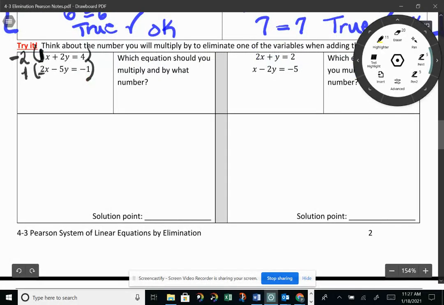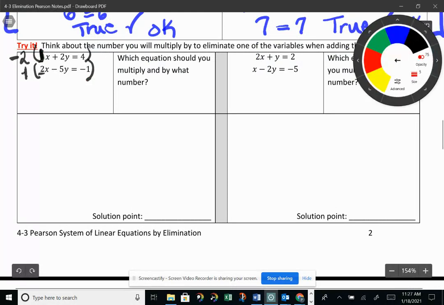So now I'm going to distribute. I distribute that whole equation by -2. I have to multiply -2 by everything on that top equation. So I have -2x minus 4y equals -8. And then that bottom equation stayed pretty much the same because multiplying by 1 is the same. So you have 2x minus 5y equals -1.